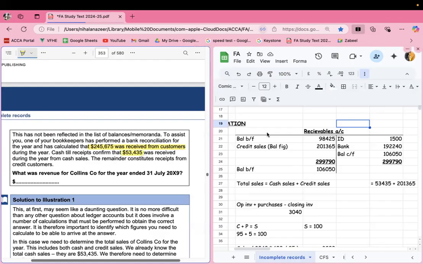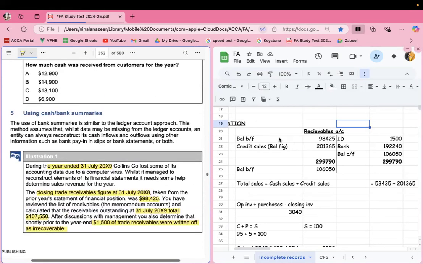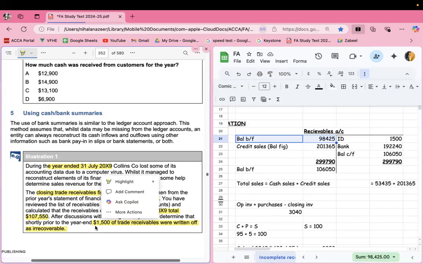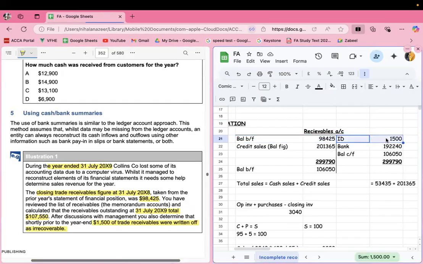Okay, the remainder constitutes receipts from credit customers. Okay, so you're going to open the receivables account. And you have the balance brought forward, right? This one, clear? 98,425. And in the year, they have already given to you, there is a 1,500 of ID, right? Irrecoverable debt. Elvira, you're with me? And irrecoverable debt decreases the receivables account, so you're going to credit it. Understood? Okay. Now, they've told you that the closing balance includes irrecoverable debt, right? So what you're going to do, you're going to deduct 1,500 from it. See? Clear?